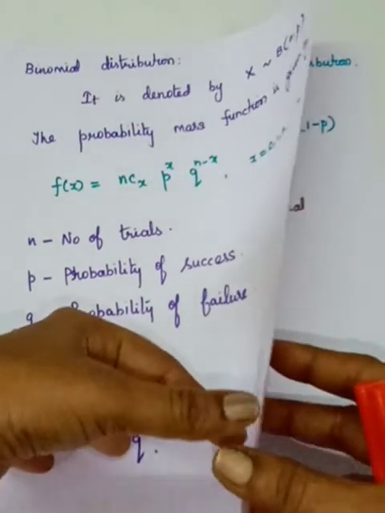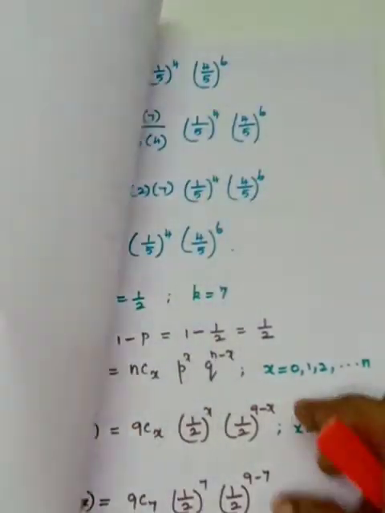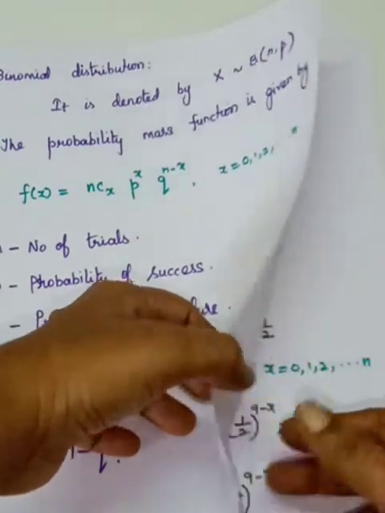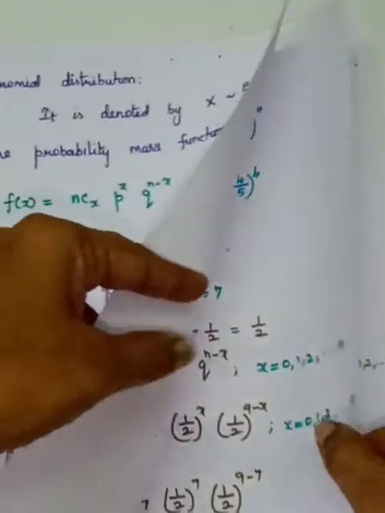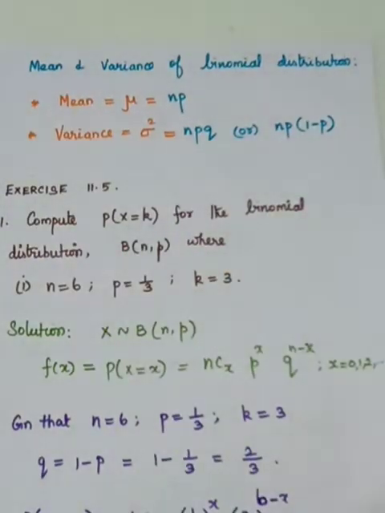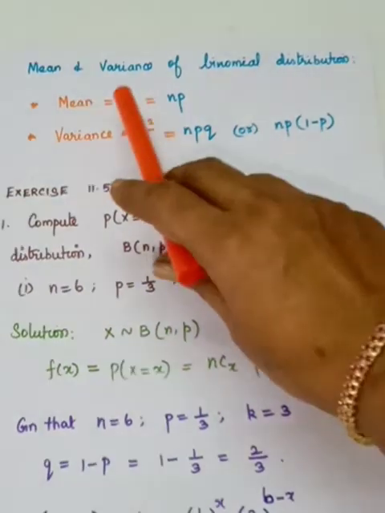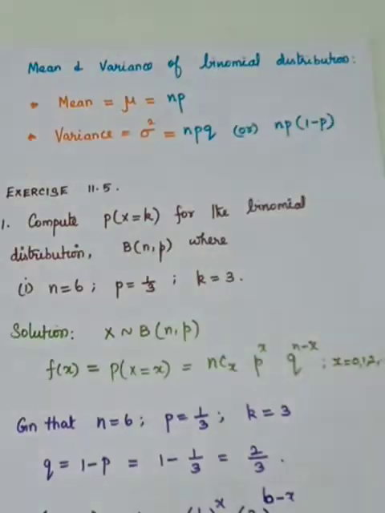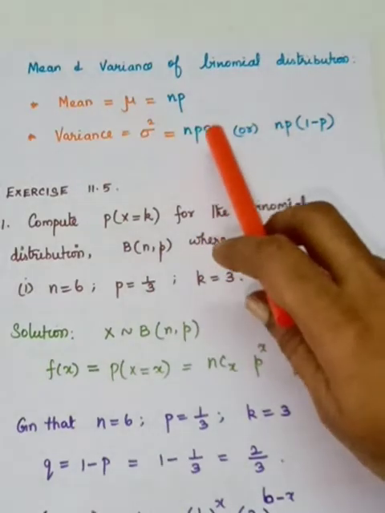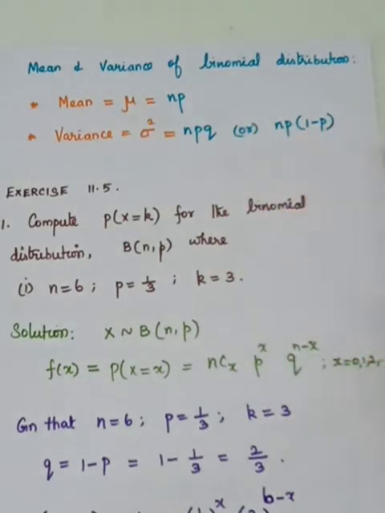Next, for the binomial distribution, we should know the mean and the variance. The mean is denoted by the letter mu, and it is equal to np. The variance is denoted by sigma squared, and it is npq. Otherwise, in place of q you can write 1 minus p. You should know this.